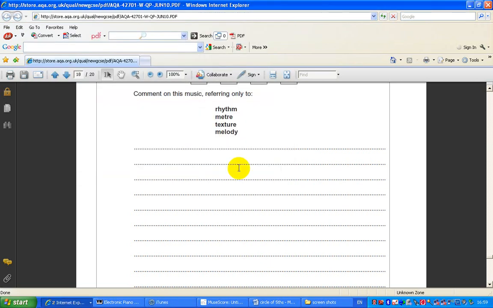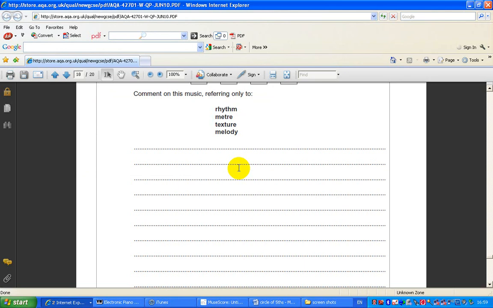Right, okay, so some ideas that you could have got. Rhythm was marching, march-like. It was in either 2/4 or 4/4. Definite strong beats were on 1 and 2, and there were some dotted rhythms occasionally. Meter, we can say is 2/4 or 4/4.